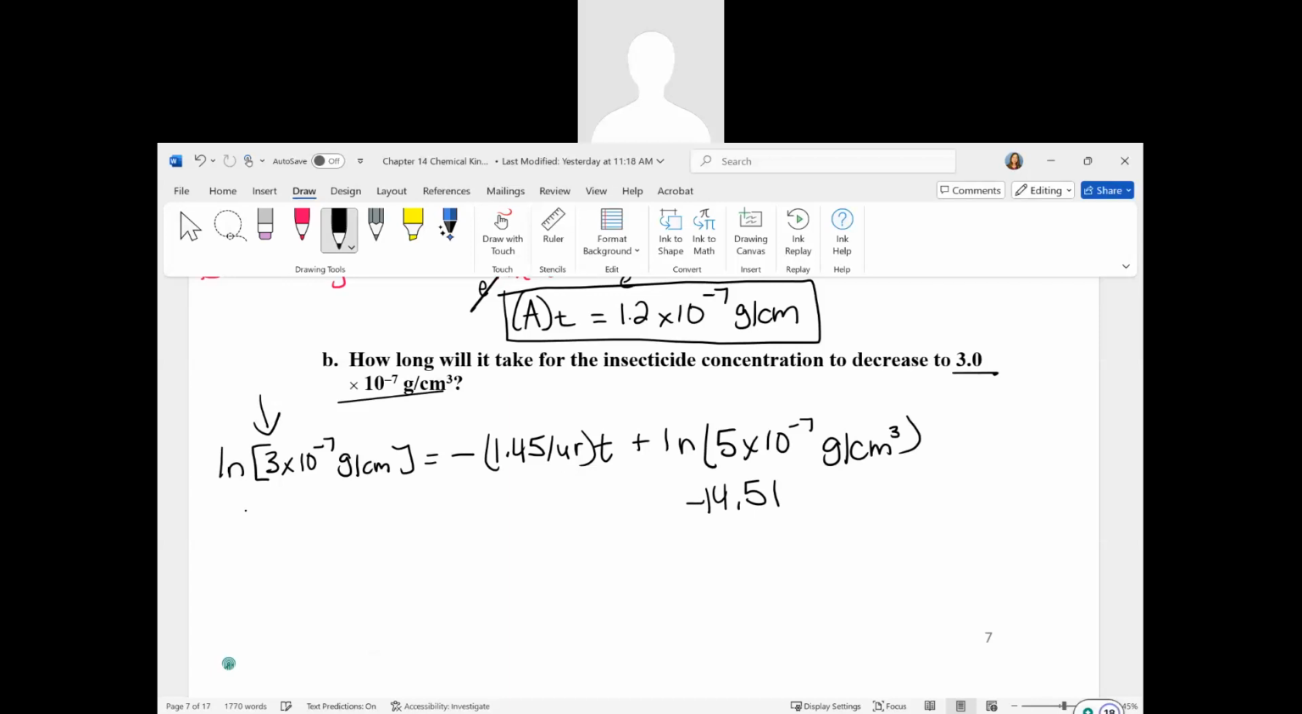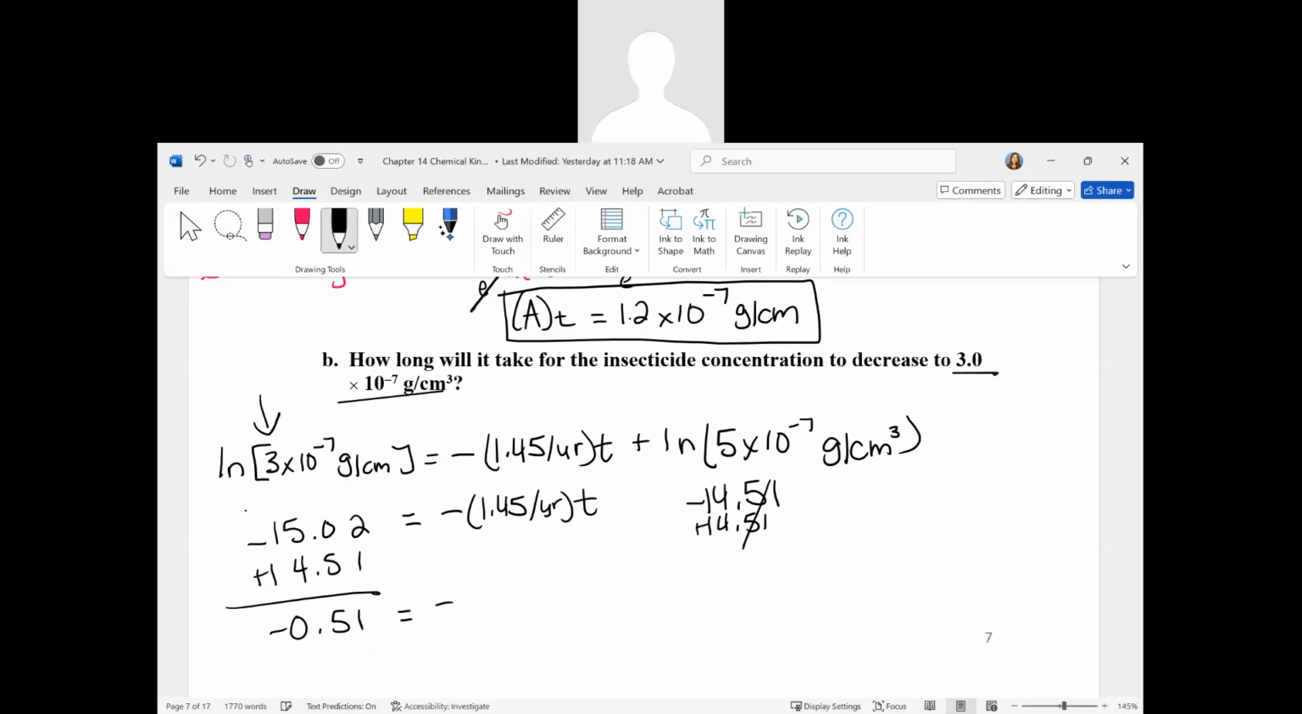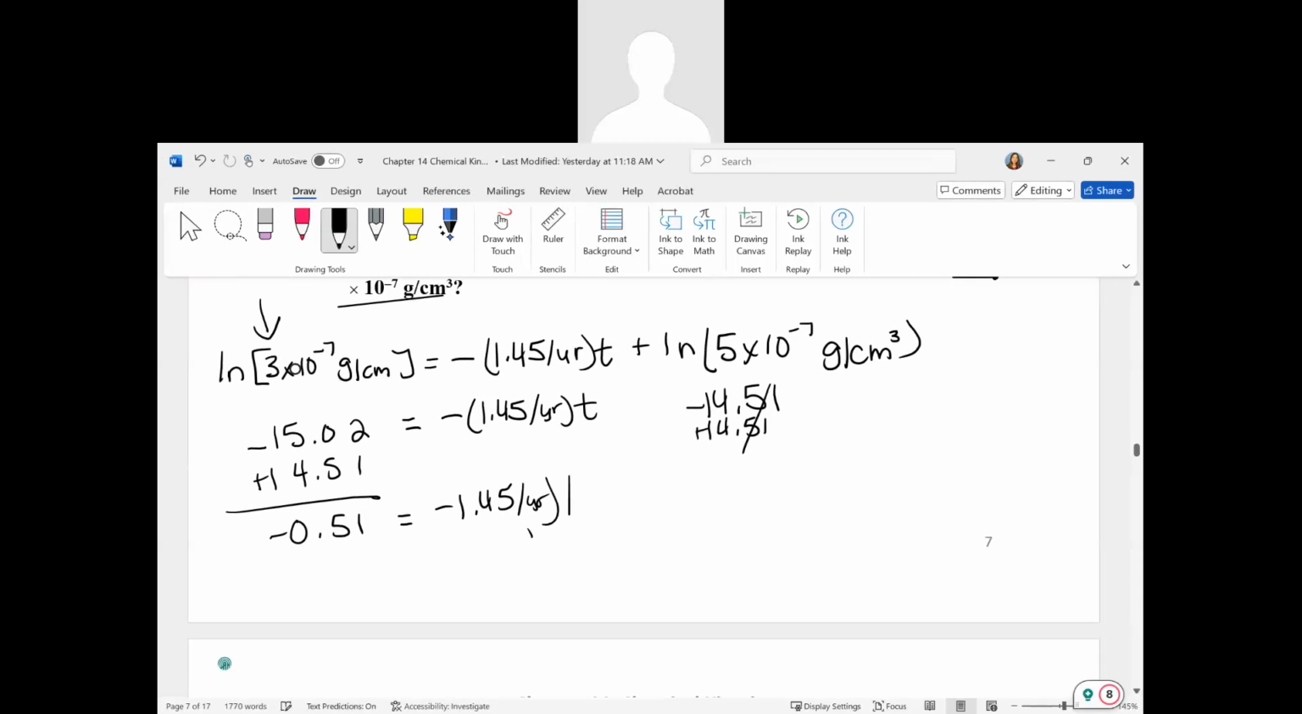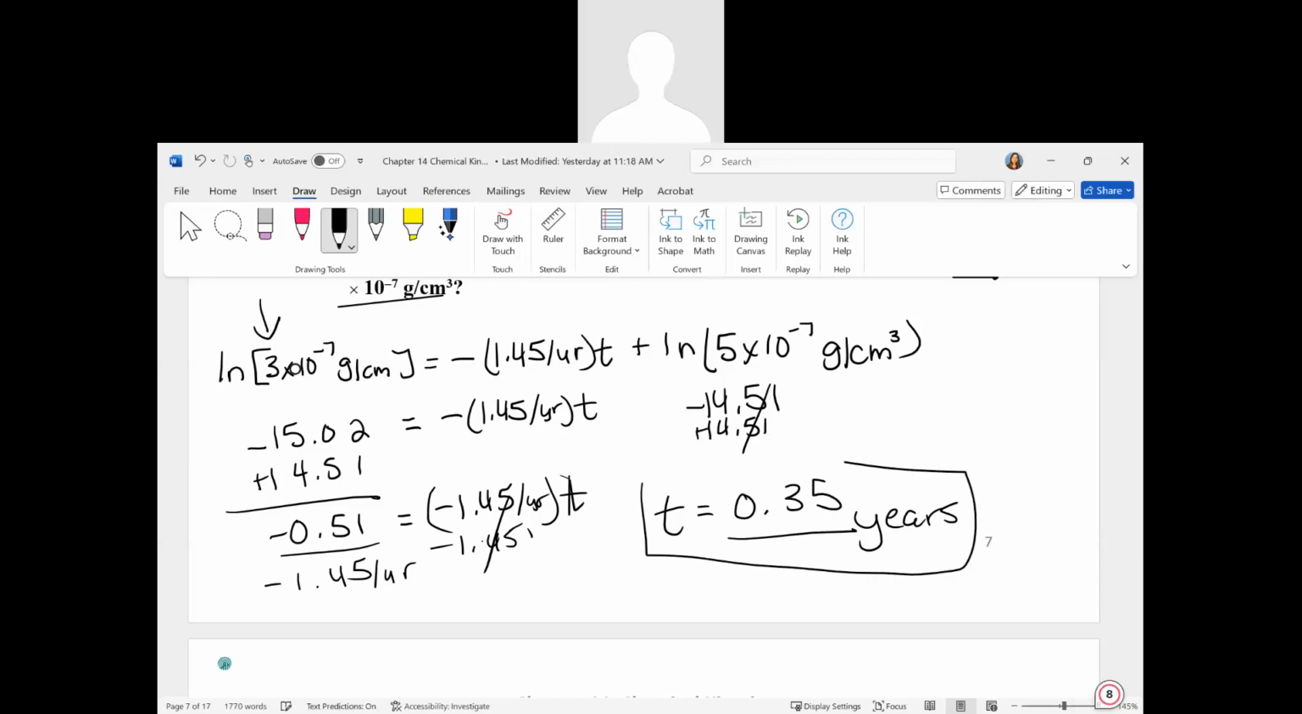So the natural log of 3 times 10 to the negative 7th gives us negative 15.02. So this equals negative 1.45 times t. And we can again combine like terms. So I'm going to add this amount over here and that same amount over here. So I get negative 0.51 will equal negative 1.45 times t. And then we just divide by this on both sides, per year. So we know that our time will be in units of years, and 0.5 divided by 1.5 gives you approximately 0.35 years. So just over a third of a year for that concentration to decrease to that amount.